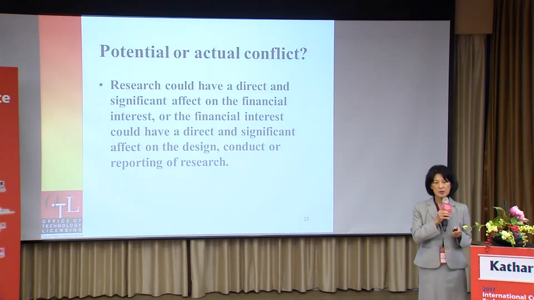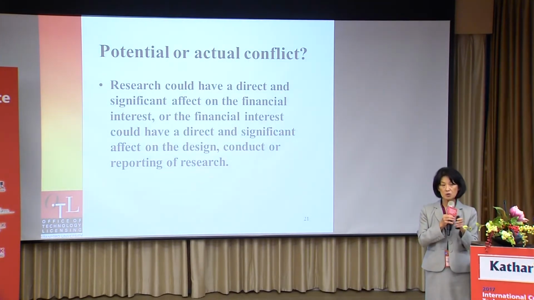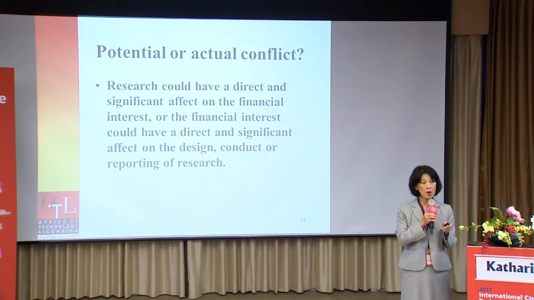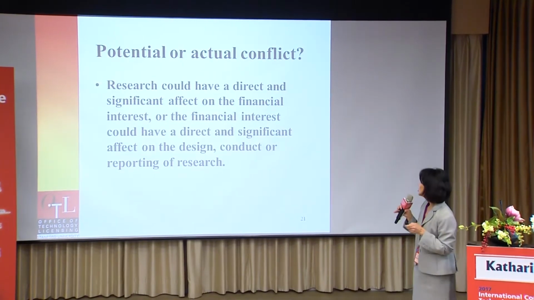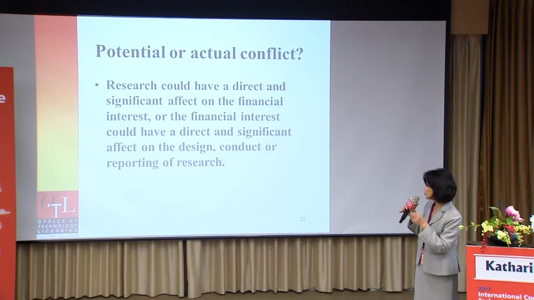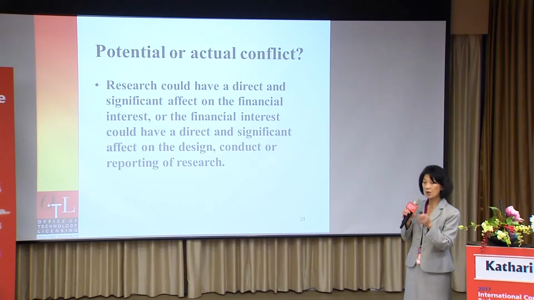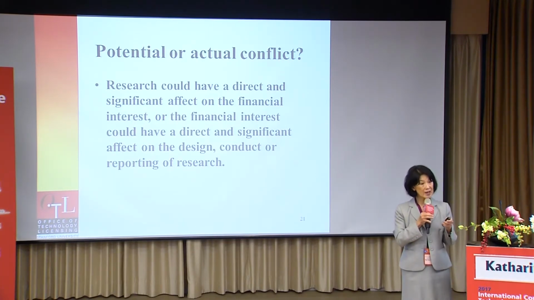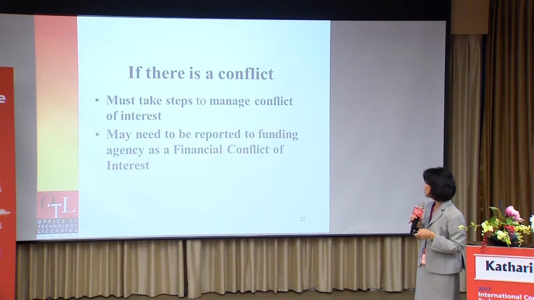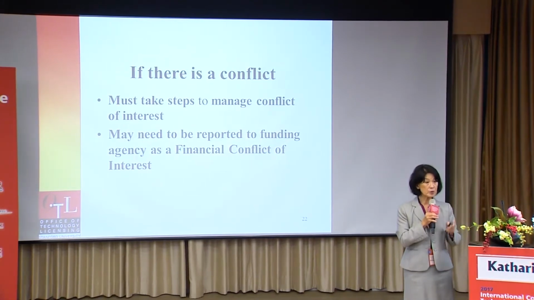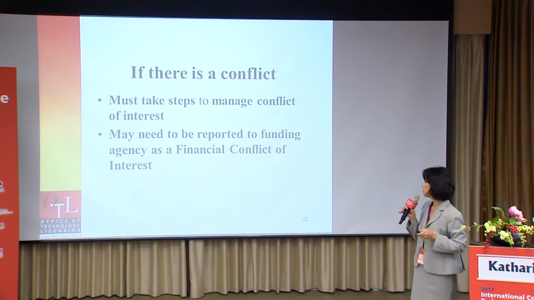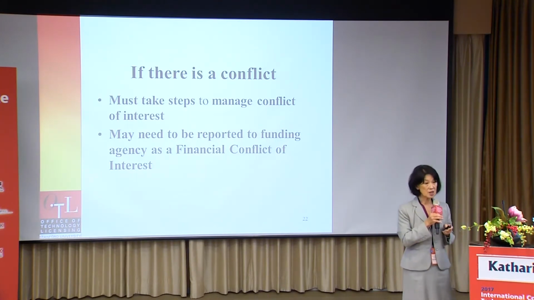So the question is whether it's a potential or actual conflict of interest. Those are two different things, but we are also very worried about potential conflict of interest or the appearance of conflict of interest, because we would want an outsider to be able to say that this conflict has been managed. So if the research could have a direct and significant effect on the financial interest of the company, we are going to have to manage this. If the conflict is very much right on, we will have to report it to the government funding agency. Typically, we try to take steps to manage the conflict of interest.